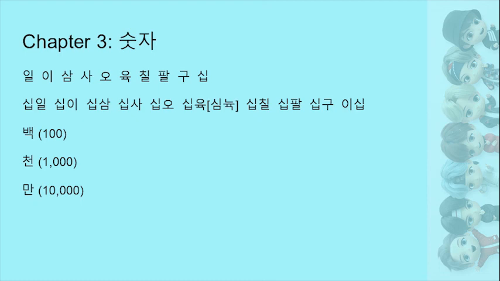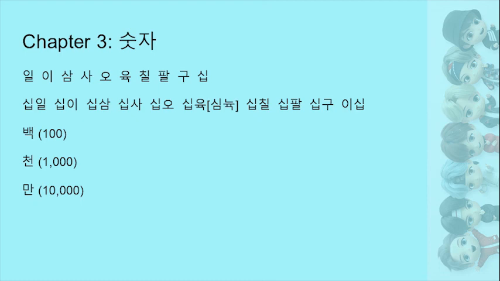17 is 17, 18, 18, 19, 19, and then 20, e-ship. So for 20, we can see we take the word for 2, which is e, and put it before the word for 10, which is ship. So it would be the same if you want to say 30, just replace e with sam. So 30 is 30, 40, 40, like that. So that is the method for these numbers up until 100.